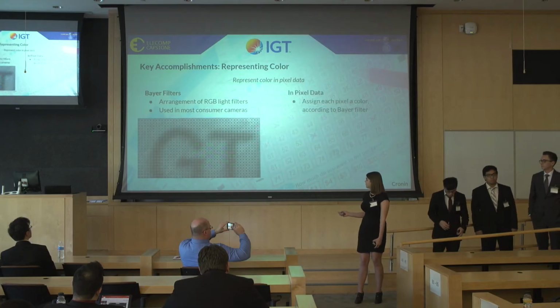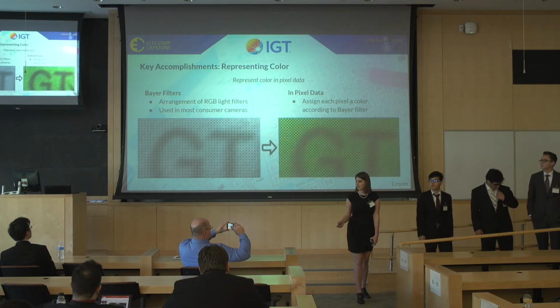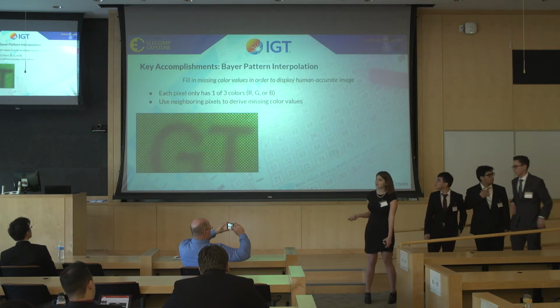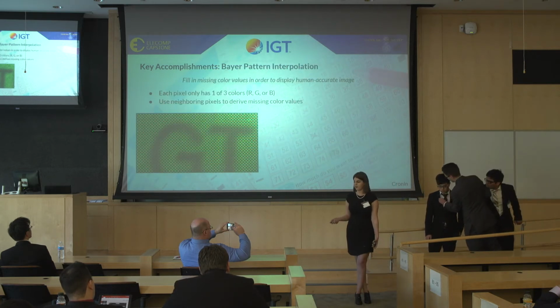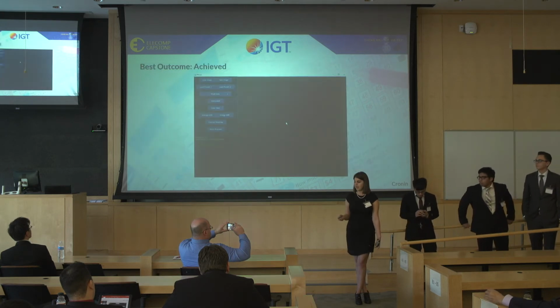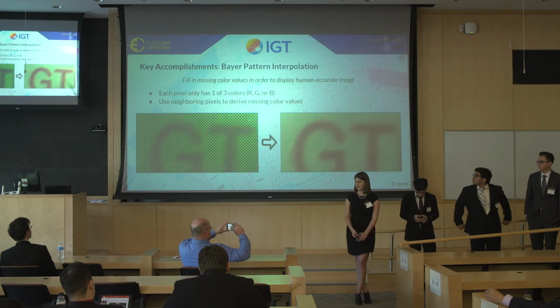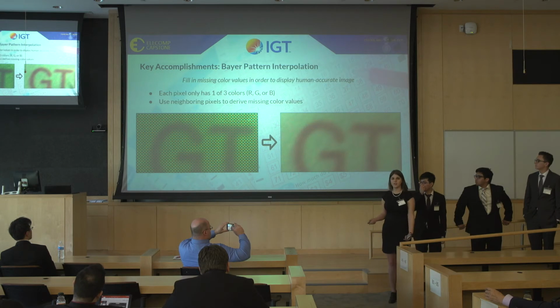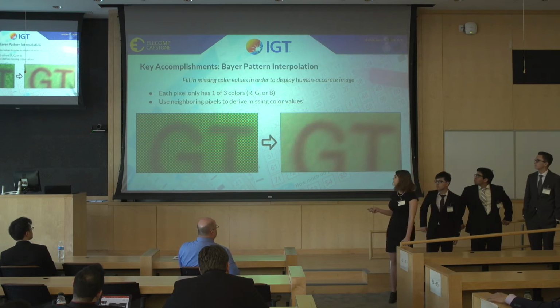Next, I'm going to give you a little bit of background on Bayer filters. Bayer filters are arrangements of RGB, red, green, blue, light filters, and they're used in most consumer cameras. We assign each pixel a color according to the Bayer filter, and it can be seen in the bottom right. Next, we have to interpolate and fill in the missing color values. Each pixel only has one of 3 colors, red, green, or blue, and we use the neighboring pixels to derive the missing color values. Next, I'll show you a video of everything we've accomplished this semester.